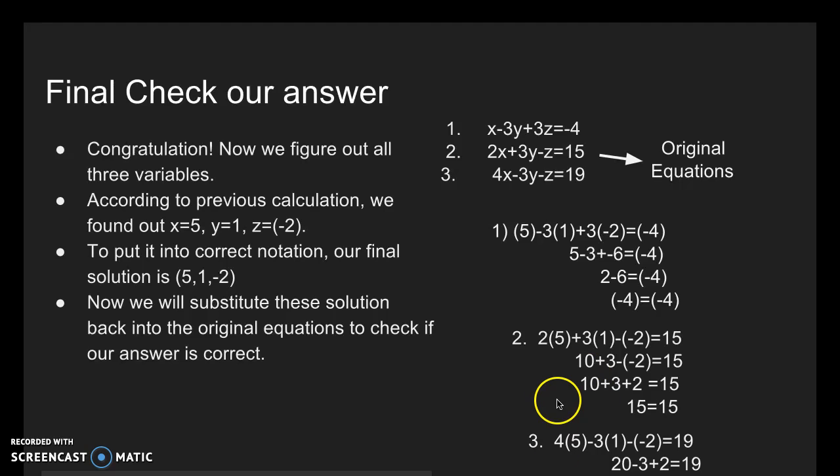The last one. Okay, 4x minus 3y minus z equal 19. So 4 times 5, which is x, minus 3 times 1, which is y, minus negative 2 again, z, equal 19. 20 minus 3 right here, and minus negative 2 will be equal to plus 2, equal 19. So 20 minus 3 equals 17. 17 plus 2 equals 19, and 19 equals 19. Yeah, our solution worked for all three equations. Congratulations, we successfully solved one system of equations with 3 variables.